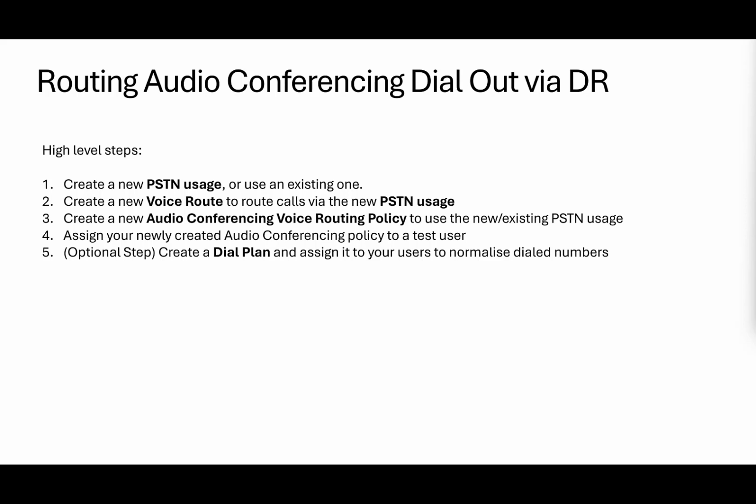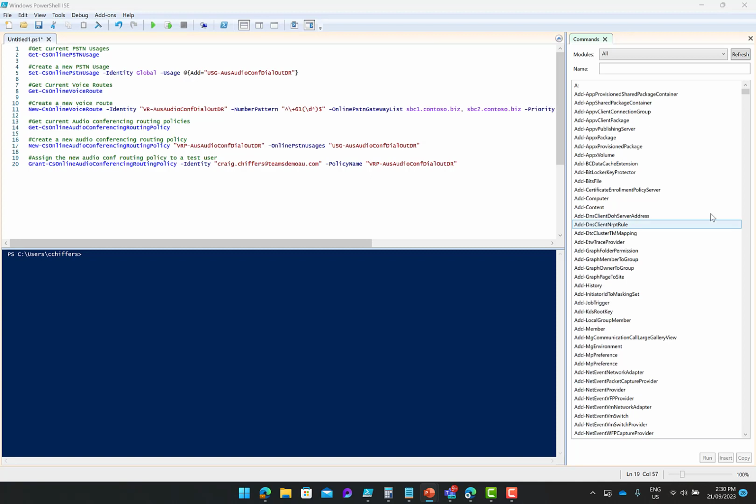Now there is an optional step there as well, which is to create a dial plan. So if you don't already have a dial plan to normalize phone numbers in your environment, you can go ahead and create your own one. The service dial plan for Australia is pretty useful, but obviously if you have additional dial plan needs that are not addressed by the service dial plan, you can go ahead and create a dial plan and assign that to your users if you wish. All right, let's jump over to PowerShell and we'll actually have a look to see what this looks like a second.